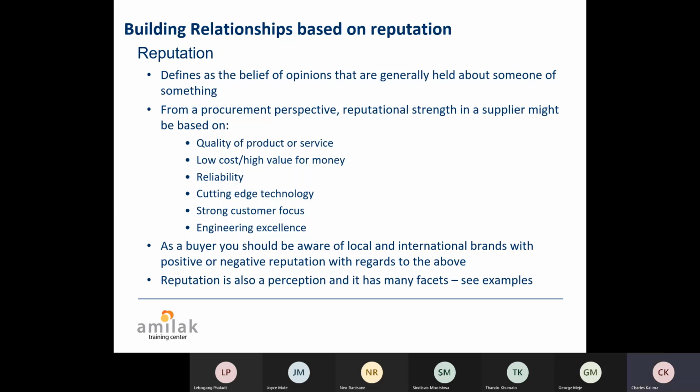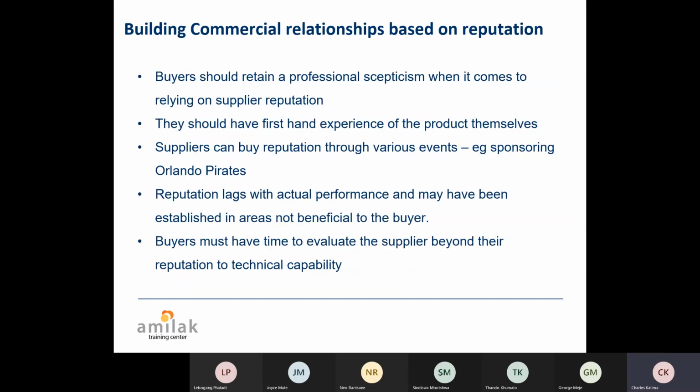But the way that you portray yourself, from a procurement perspective, reputation strength in a supplier might be based on their quality of product, low cost, reliability, cutting edge technology, and so on. So as a buyer, you should be aware of local and international brands with positive or negative reputations with regards to the above. So reputation is also a perception, and it has many facets.